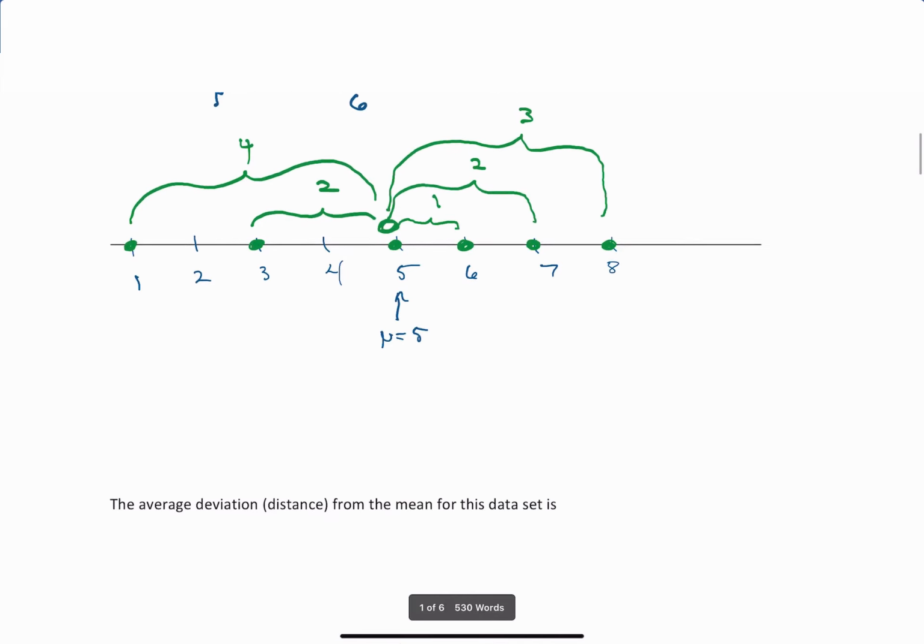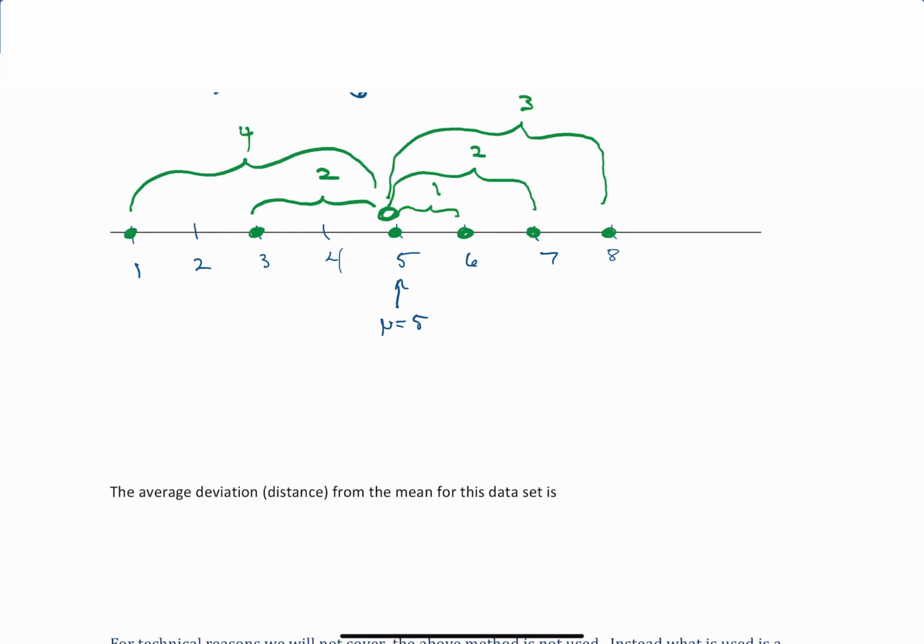Now what we wanted was the average of those distances. Deviation, by the way, is another word for distance. So the average deviation will be the sum of all the deviations or distances. I'm just going to work from left to right across my diagram.